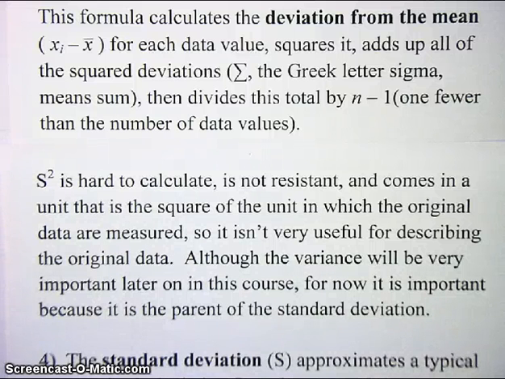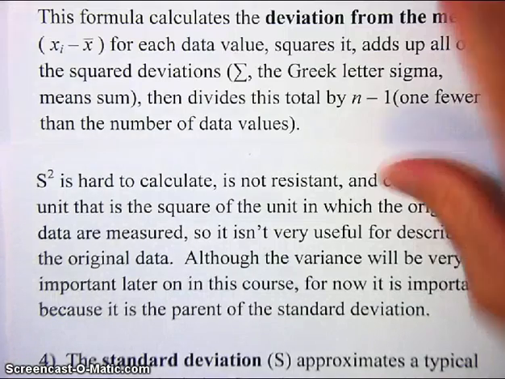If you're trying to describe a distribution where all the values are measured in feet, having a measure of spread that's in terms of square feet is maybe not the most convenient thing to do. But still, it is a very useful concept, the variance. It's very important later on when we talk about random variables. And for now, its main importance is that it is the parent of the standard deviation.